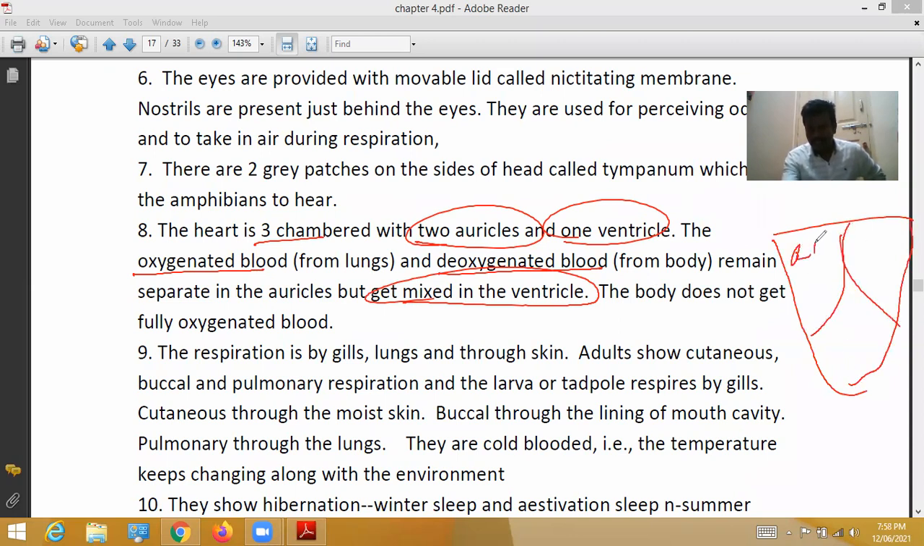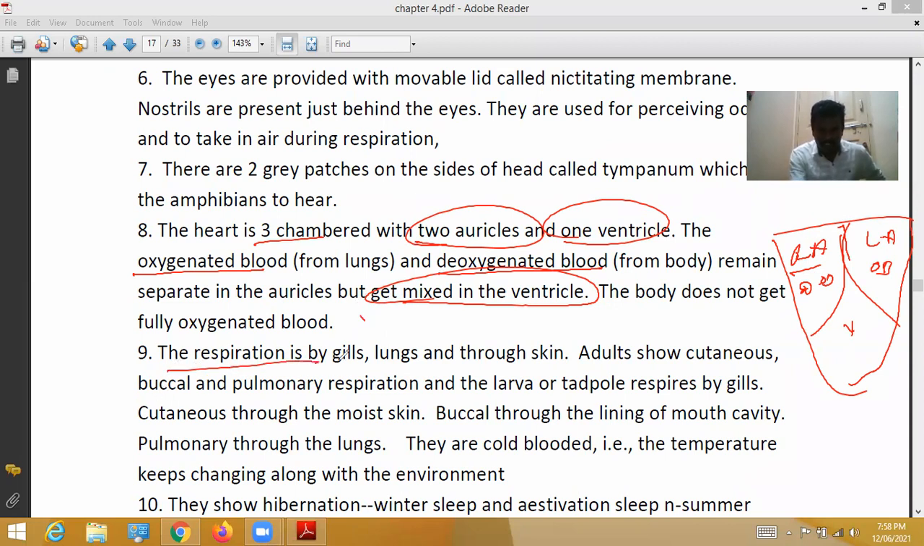This is called the right auricle. This is called the left auricle. This is the ventricle. In this one, deoxygenated blood, and in this one, oxygenated blood, both are separated by a wall that is called the septum. So generally, the body does not get fully oxygenated blood.